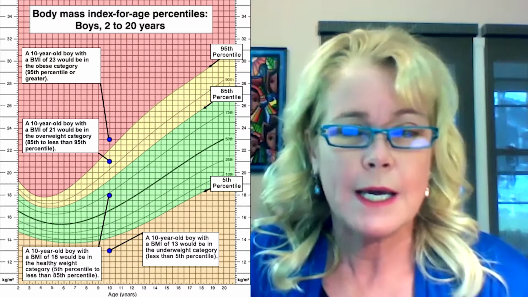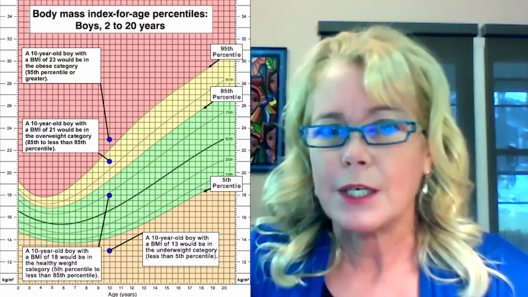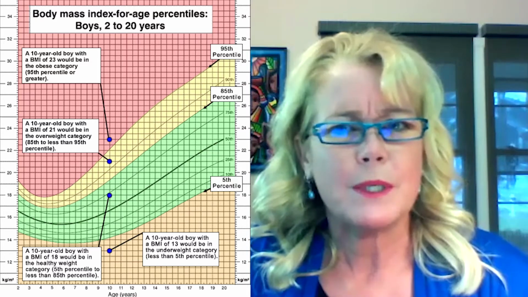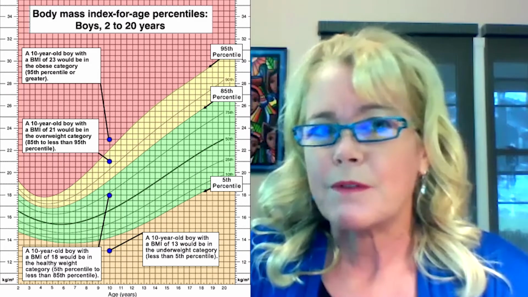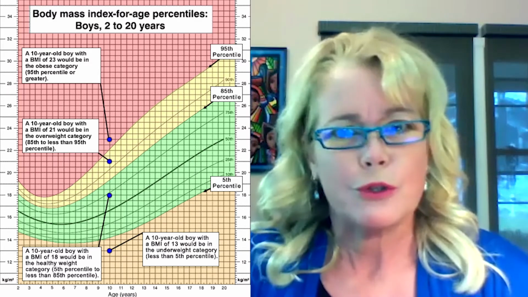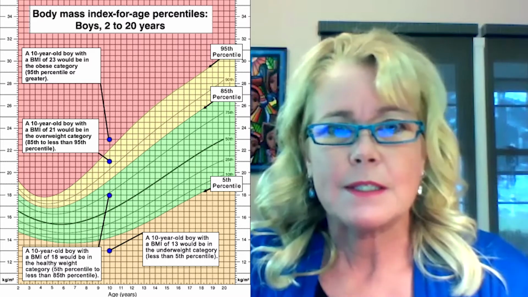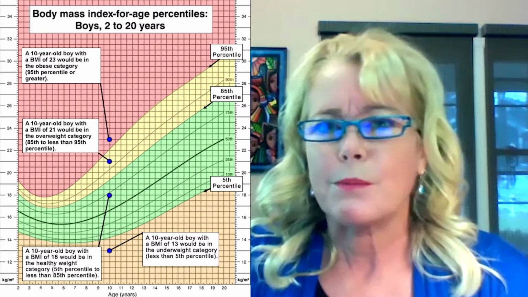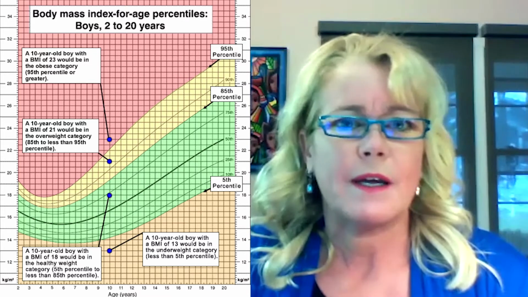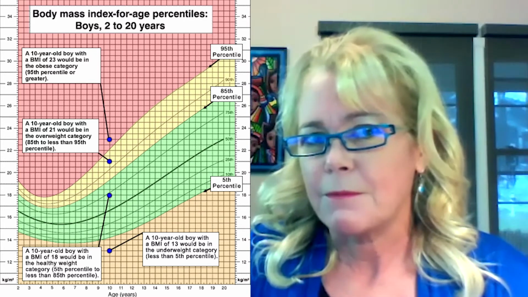BMI trends in patients over the age of 2 are followed on standardized BMI for age and sex growth charts, such as the example illustrated here. The CDC defines obesity in the pediatric population as a BMI at or above the 95th percentile for children over 2 and adolescents. And overweight children are defined as having a BMI at or above the 85th percentile and up to the 95th percentile.